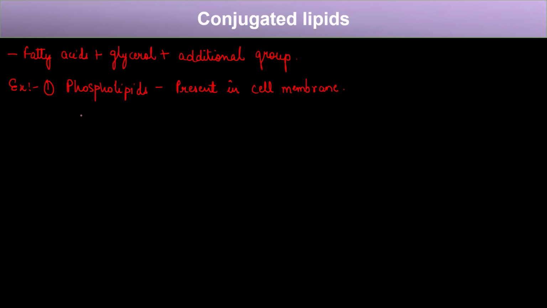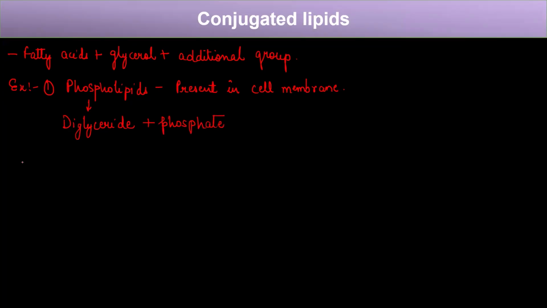Now, what are phospholipids? If you talk about the structure, the phospholipid comprises diglyceride plus phosphate. The additional group that I was talking about is phosphate. So let's draw the structure.